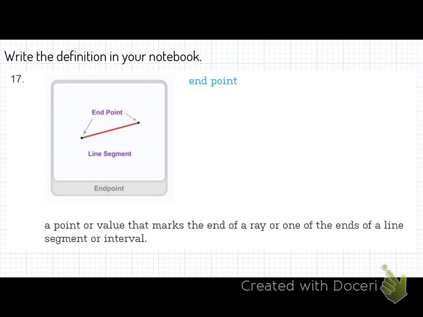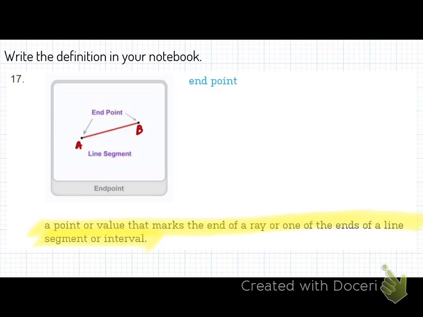Next one, 17. We have the endpoints of a line segment. So we talked about line segments earlier. We have endpoints. So remember earlier, let's say we had A and B here. A and point B are the endpoints. It is what ends my line as a line segment. And let's read the definition here. It's a point or value that marks the end of an array or one of the ends of a line segment or interval. Okay?